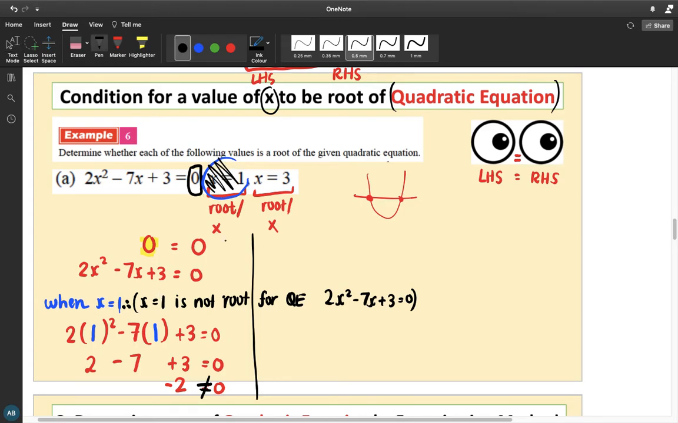So what if we test x equals to 3? The condition is the same, the left side should equal the right side. Originally we didn't have 0 here, we have the equation here. So write it down: 2x squared minus 7x plus 3 equals to 0. So right now, what do we want to test? Just now x equals to 1 disappointed us. So we want to try x equals to 3 instead. When x is equals to 3.